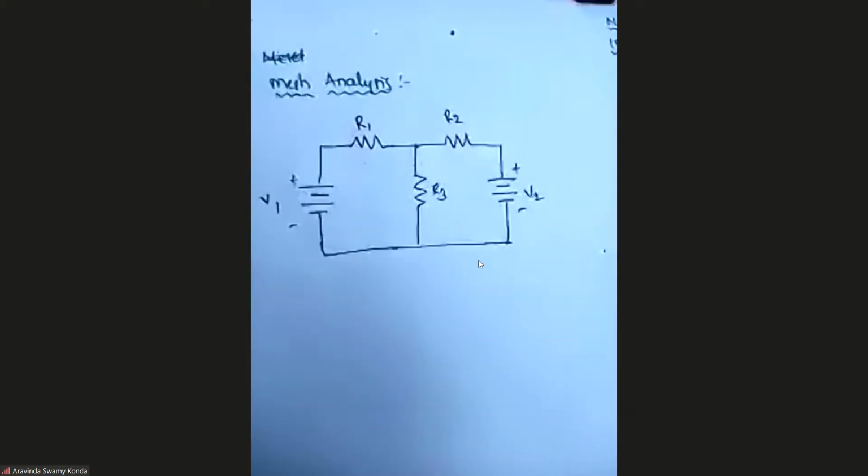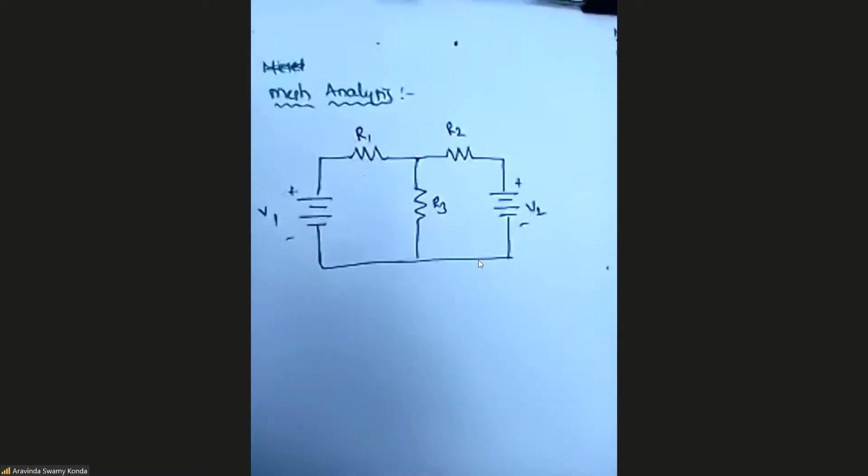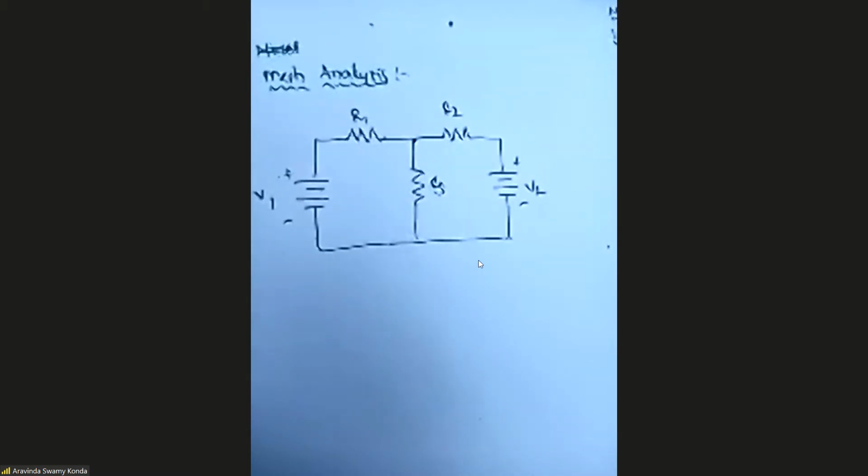You know that we can apply KVL, or by applying KCL also you can find the currents in the circuit. Mesh analysis is another way to find out the response of the circuit by applying KVL. What is meant by KVL? Kirchhoff's voltage law. It says that the algebraic sum of voltage drops in a closed loop or in a mesh is equal to 0.